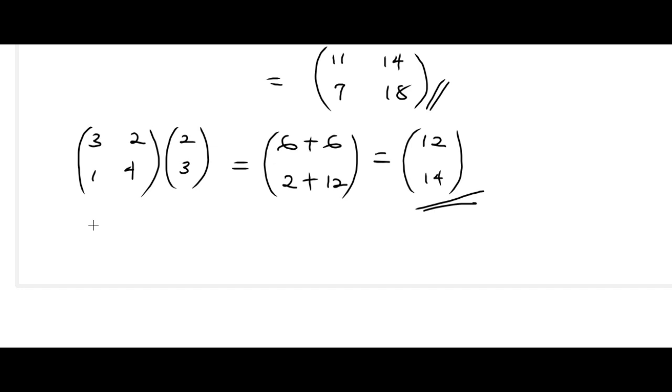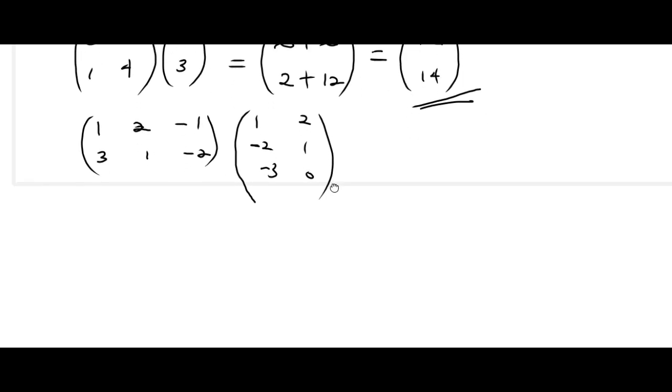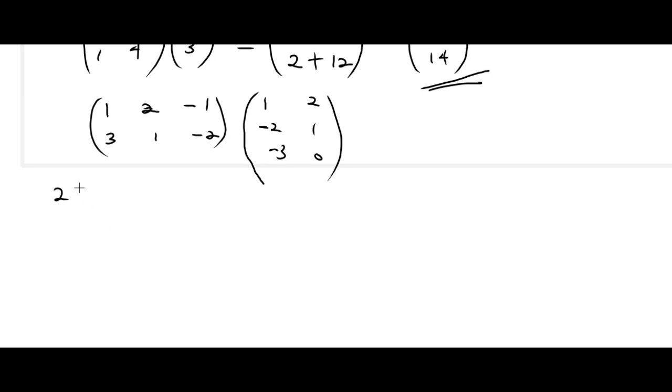Then what if in a situation whereby we have 1, 1, 2, minus 1, 3, 1, minus 2, and we now have 1, 2, minus 2, 1, minus 3, 0. So let's compare them together. The first matrix is a 2 by 3 matrix, that is 2 rows and 3 columns. While the second matrix is 3 rows and 2 columns. So the column of one is equal to the row of another, and because of this we can actually multiply them.